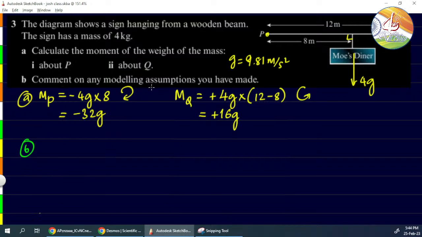Comment on any modeling assumptions you have made. What assumptions? We know that the angle is 90 degrees now. I think that is one assumption we made. Then the weight will be acting in downward direction, and we are assuming that the center of mass of this plate is exactly in line with this. If the center of mass is somewhere else, then that point will come down, and the block will become inclined like this or like this. So those two assumptions we made.